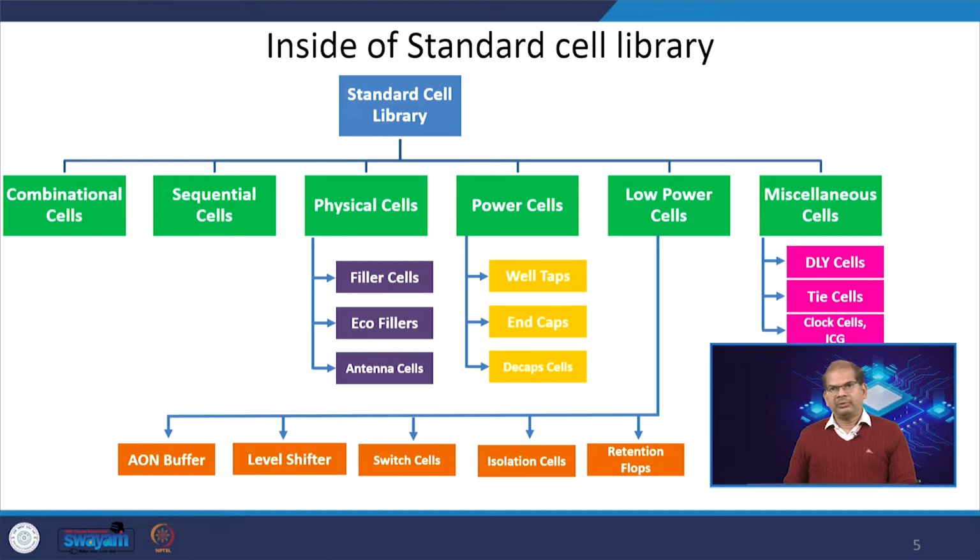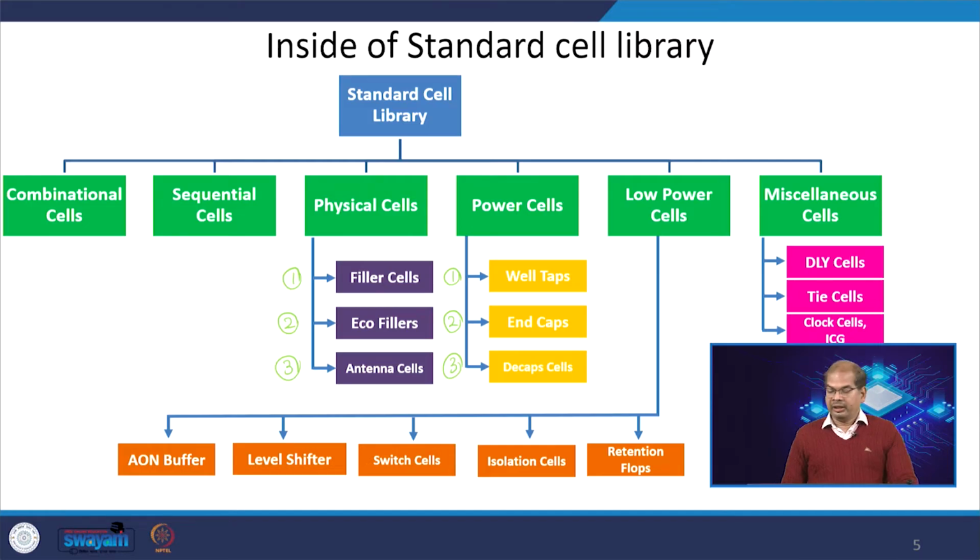Now, we have a few more cells which are needed for VLSI physical design. Those are the physical cells: one is the filler cell, the second is the ECO filler cell, and the third is the antenna cells. So, this is related to physical cells. Then we have power cells. The power cells are well taps, the second one is the end caps, and the third one is decap cells.